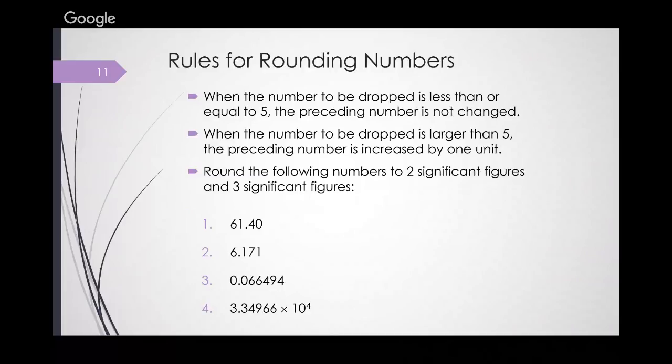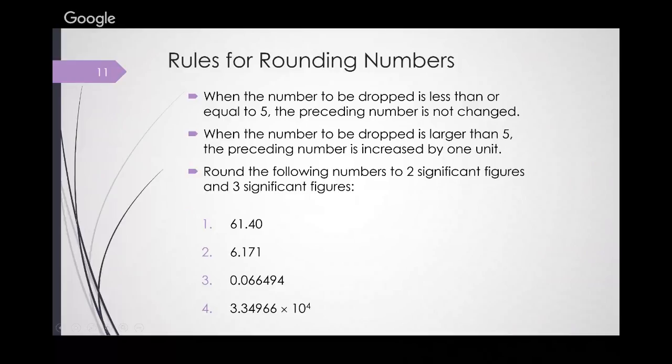So rules for rounding numbers. When the number to be dropped is less than or equal to 5, the preceding number is not changed. If the number to be dropped is larger than 5, then we increase that value by 1 unit. So let's take a look at some examples here.